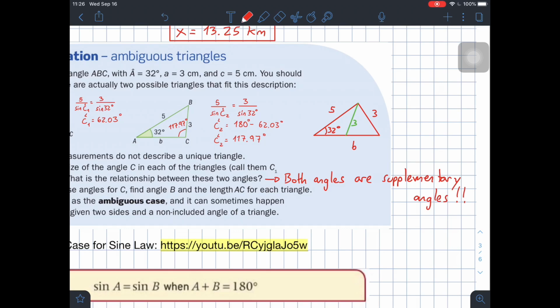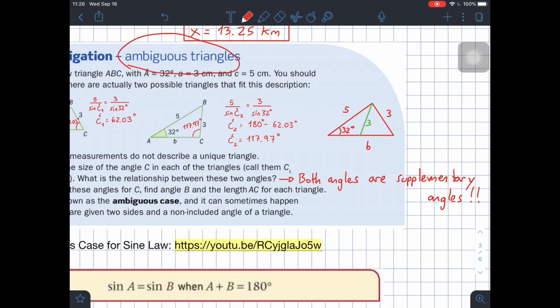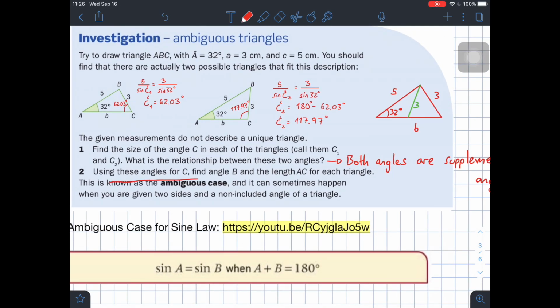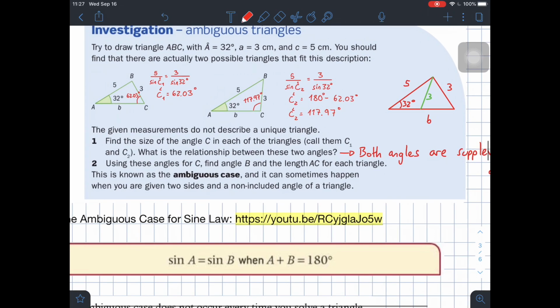Okay, so that's a very important thing you should consider whenever we're talking about ambiguous case triangles. Then for part 2, it says, using these angles for C, find angle B and the length of AC for each triangle. This is known as the ambiguous case, and it can sometimes happen when you are given two sides and a non-included angle of the triangle.